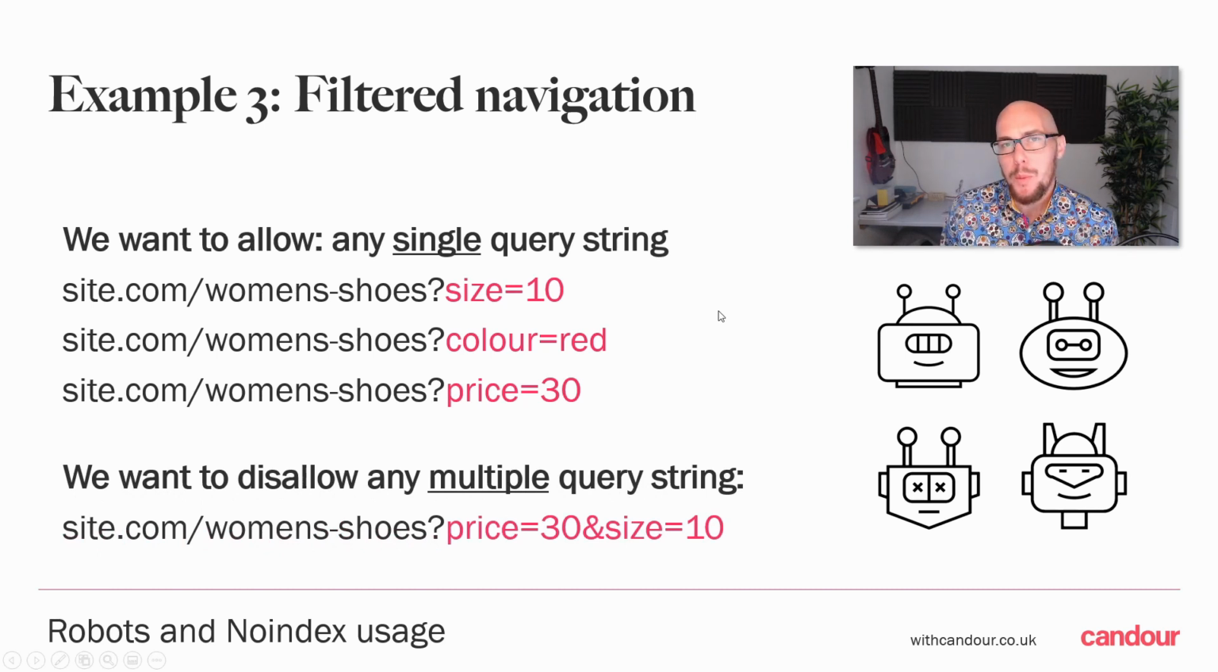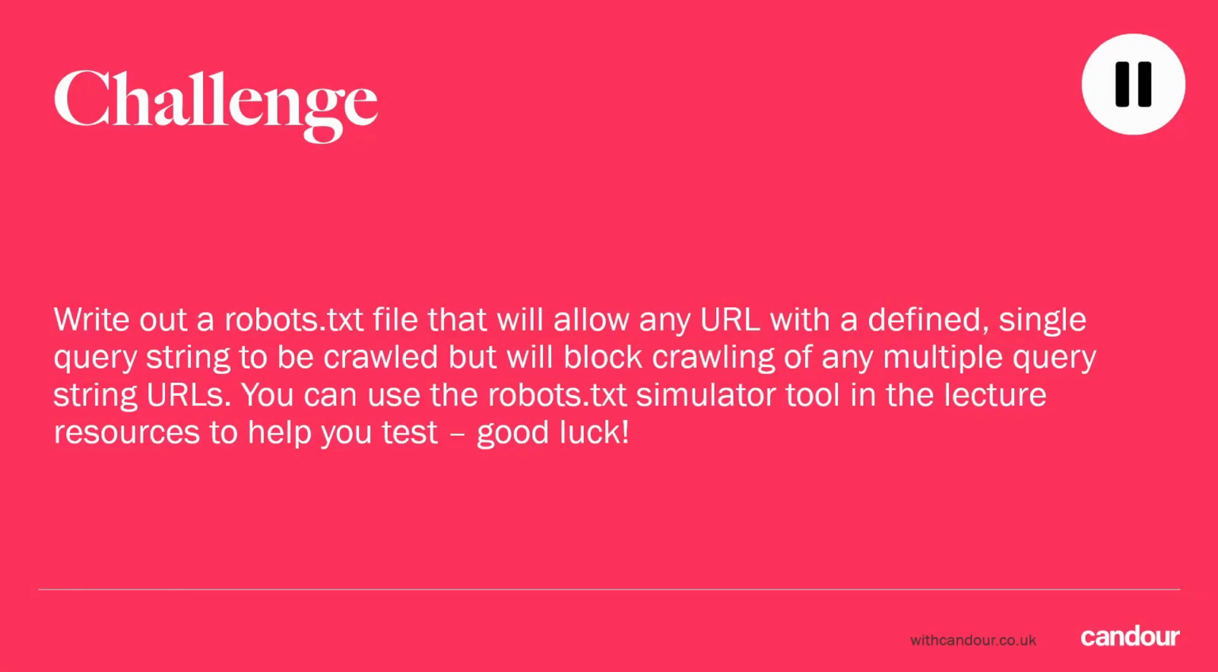So in summary, what we want to achieve here is we want to allow any single query string. So anytime we have a URL that's just, say, size 10 or just color red, we want that to be crawled. That's absolutely fine. What we want to achieve with the robots.txt is we want to disallow any multiple query string URLs. So if we have women's shoes, price equals 30 and size equals 10, we do not want this to be crawled, because this is then taking us down this rabbit hole of tens or hundreds of thousands of different URLs. Okay, here is your challenge.